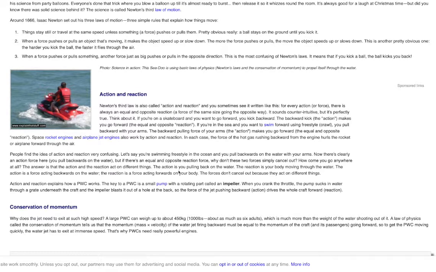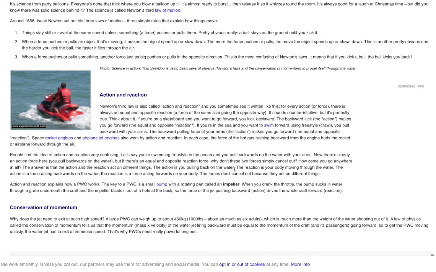The action is you pulling back on the water. The reaction is your body moving through the water. The action is a force acting backwards on the water. The reaction is a force acting forwards on your body. The forces don't cancel out because they act on different things. And it goes on to talk about the pump and the impeller, which we'll get into. But pay attention here.